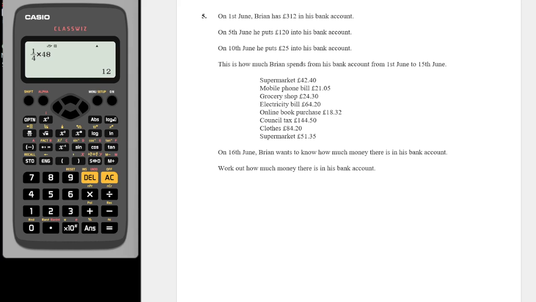Okay, so basically we've got money put in versus money taken out. If we start by looking at the total in his bank account, let's double check. He started with £312. On the 5th he put in 120, and on the 10th he put in 25. That will tell us how much should be in his account before we take into account the spending. So I'm going to do 312 plus 120 plus 25. So he has a total of 457.